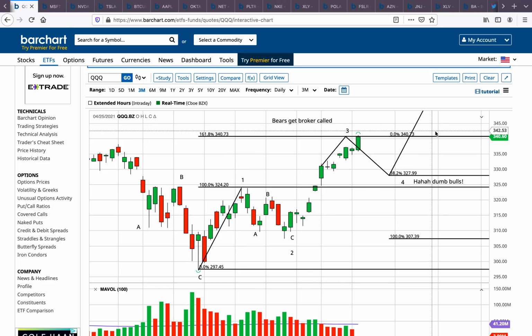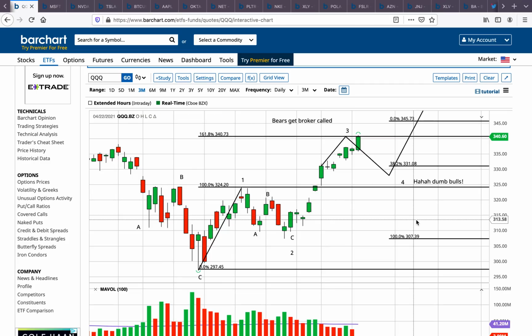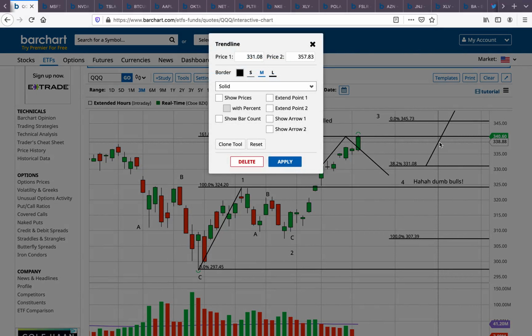So if we look at QQQ, let's say hypothetically that QQQ's wave 3 doesn't end at 340. Let's say it ends at 345. Would we then be saying, oh, that's the top? No, we would still be looking for a wave 4 pullback to the 38.2% retracement of wave 3. Okay, and then it would mean the wave 5 target is higher.